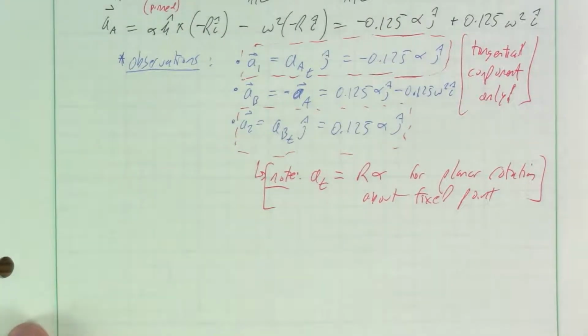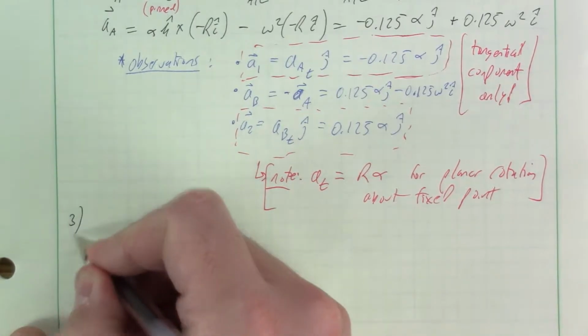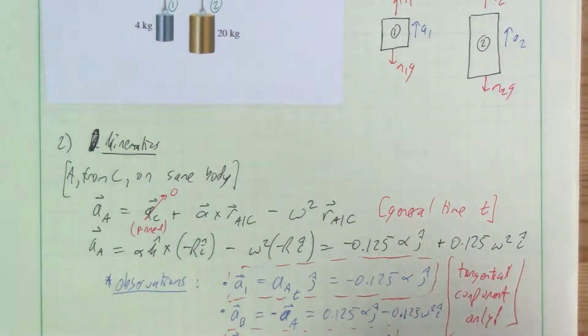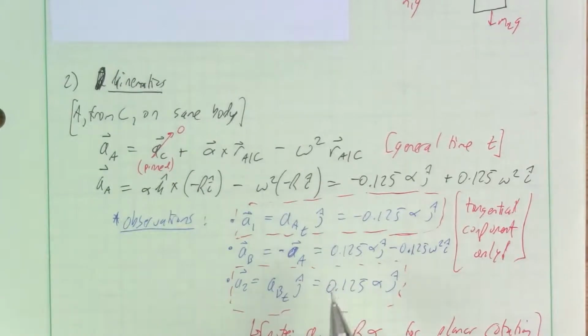Okay. Step 3. Since we have our kinematics now fully described, basically all we've done is relate the rotational acceleration and velocity, so all the rotational motion, to the translational accelerations of the masses, right down here essentially. Those are the important ones, these two here.